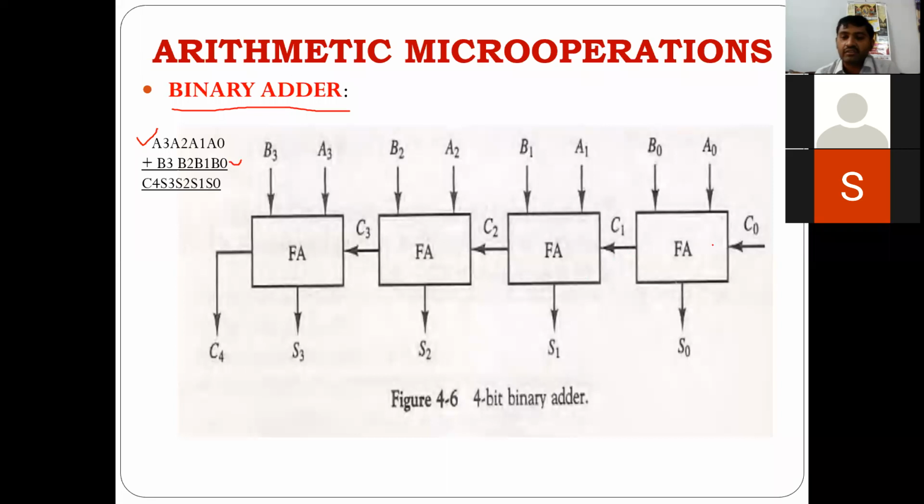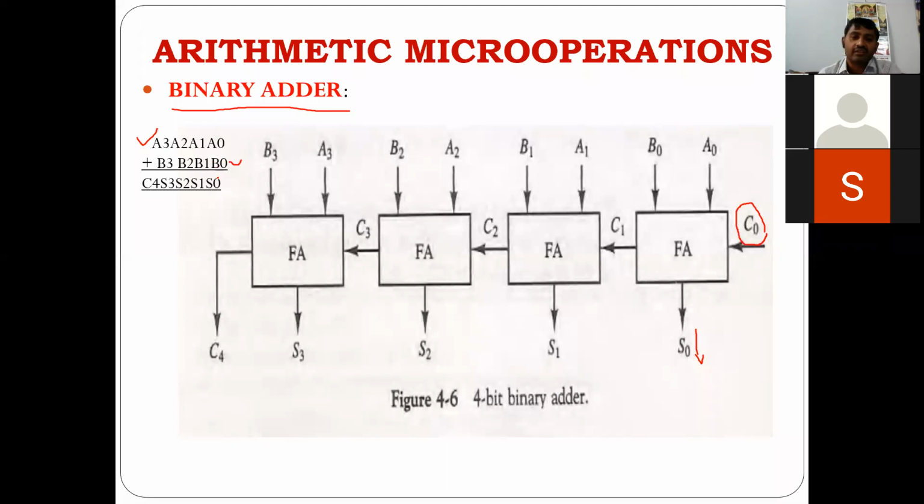What is that full adder? A full adder is a circuit which adds 2 bits and a carry from the previous stage. Try to recall the definition from when we discussed combinational circuits. So C0 will be added, and A0 and B0 will be added. The sum will be recorded here and the carry will be carried forward to the next stage. In this way, it performs binary addition.